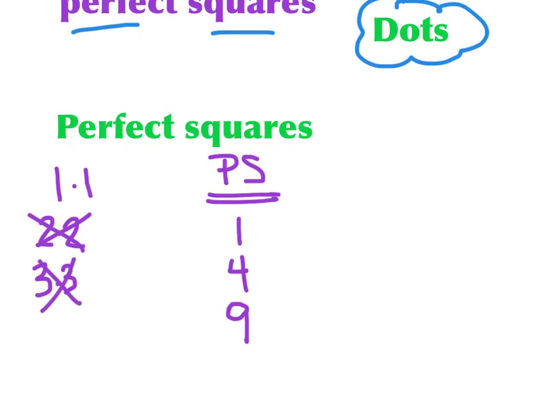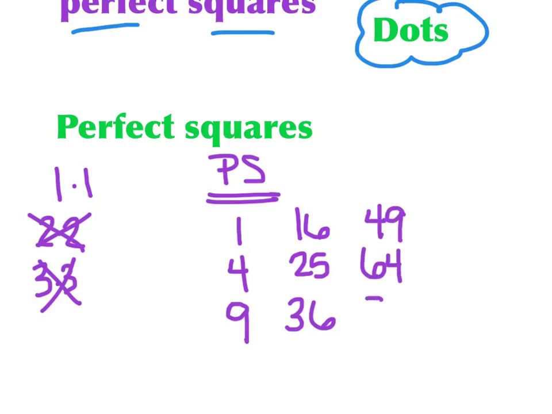4 times 4, I could get 16. 5 times 5 is 25. 36. 49. 8 times 8 is 64. 81. 100. 11 times 11. 12 times 12. Pretty much, if you can get up to 12, we're in good shape. Then you can kind of play with your calculator if you need to.